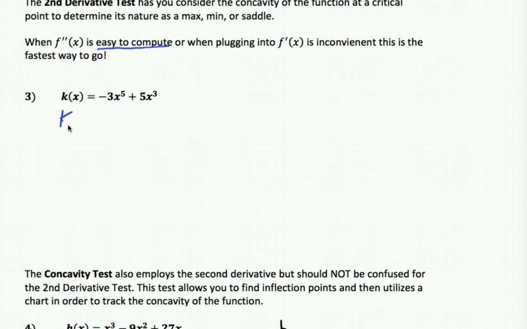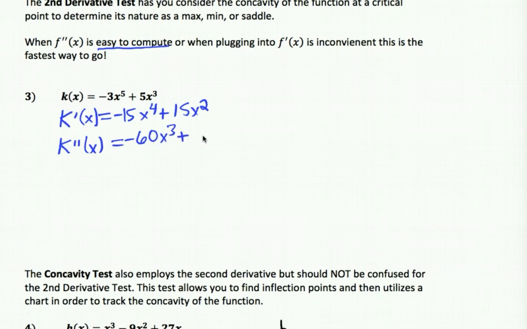So first, we need to compute the second derivative and the critical numbers. We'll start with the first derivative, which for this function is going to be very simple. So here we go with our first derivative according to the power rule. And then we'll compute the second derivative because we're going to use that for the test. That's going to be -60x cubed plus 30x, it looks like.